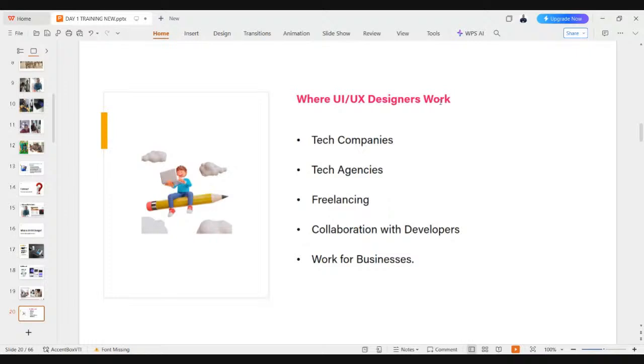So what I'm trying to do is help you launch a profitable career in UI UX, meaning you are getting information that will put you in any of these places, whether working for a tech company, working for a tech agency, working as a freelancer, collaborating with developers, or working for businesses. This is the sweetest part of this stuff.